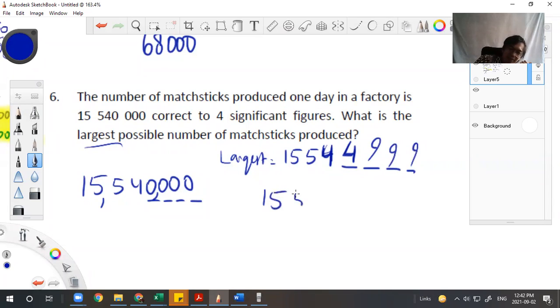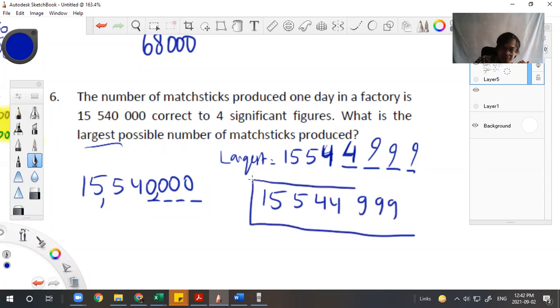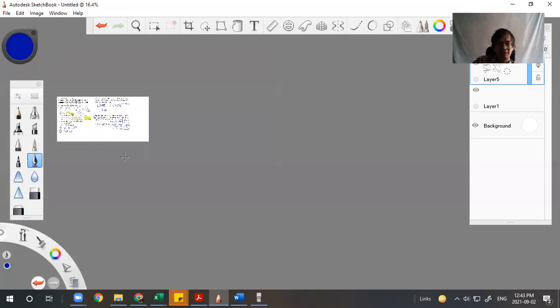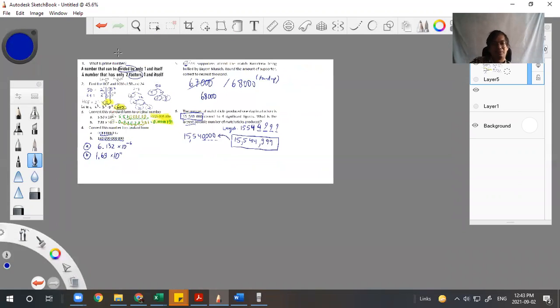So 15,544,999 is the largest possible number of matchsticks produced. When you round it, you get the proper number as given in the question. Okay, that's for number 6.